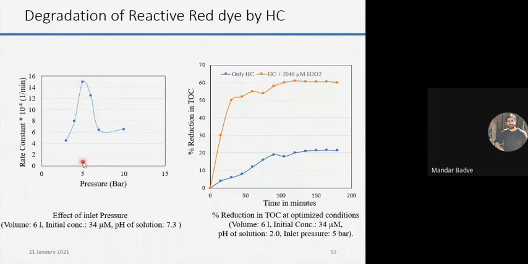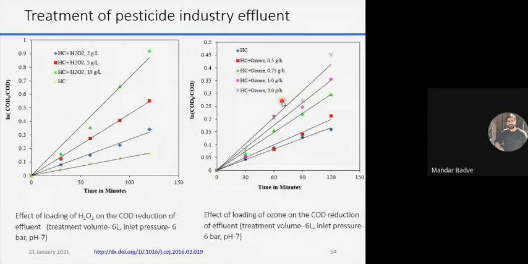But again, if you actually measure the total organic carbon of that particular wastewater, with only cavitation, only 20% reduction in that total organic carbon was observed, right? And when we actually combined that with the hydrogen peroxide, almost 60% organic carbon was degraded, right? So here also we observed the same thing, that when we utilize cavitation with the hydrogen peroxide, the percent reduction in the total organic carbon again increased drastically, right?